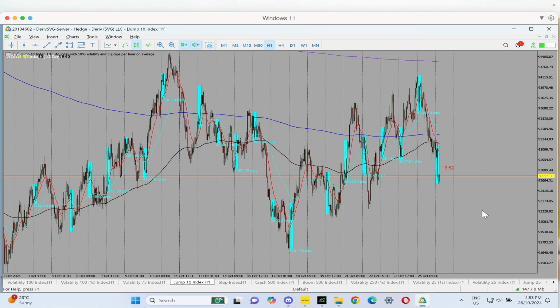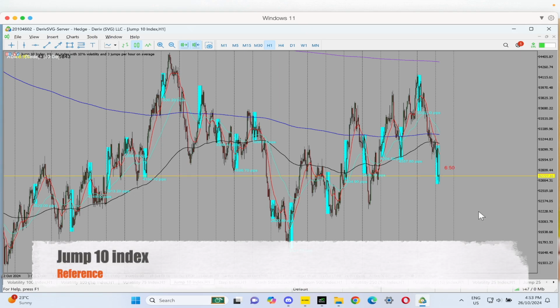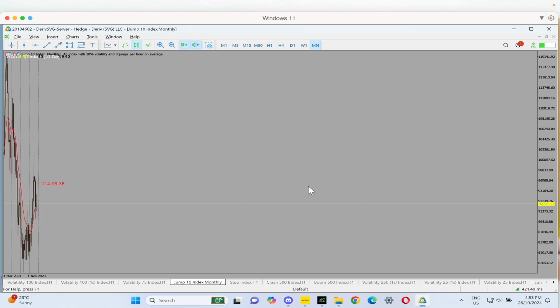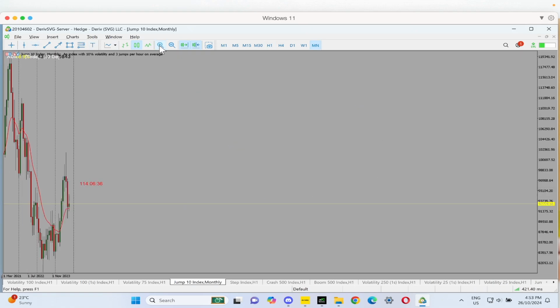All right, so I've got a pair here, Jump 10 Index. This pair, I don't know where it's going and I need to find that. So what's the best thing to do? I know probably if you come to higher time frames, you might not find so much information that you need.